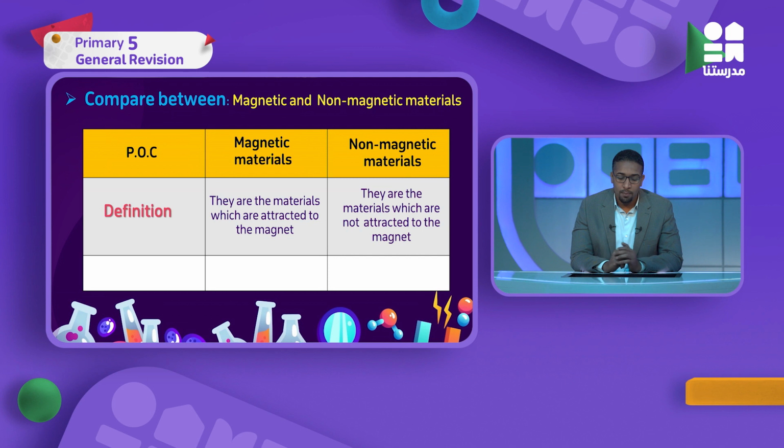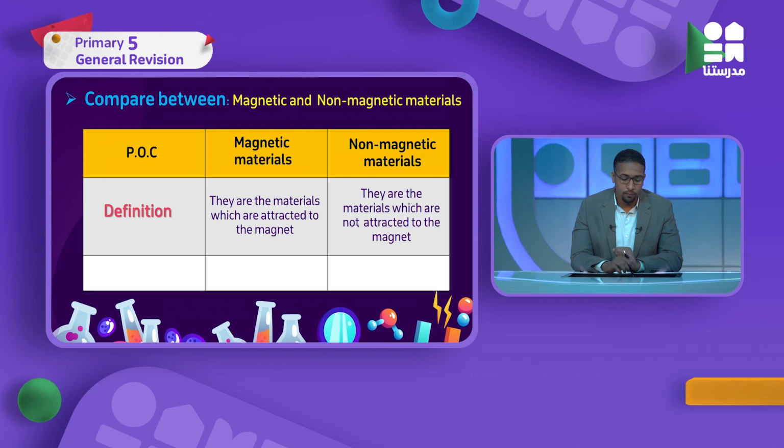Number 2, non-magnetic materials, they are the materials which are not attracted to a magnet. ما بتنجذبش للmagnet مهما كان المagnet ده strong. طيب examples, magnetic material like iron, cobalt and nickel. Non-magnetic material like chalk, glass and aluminium.